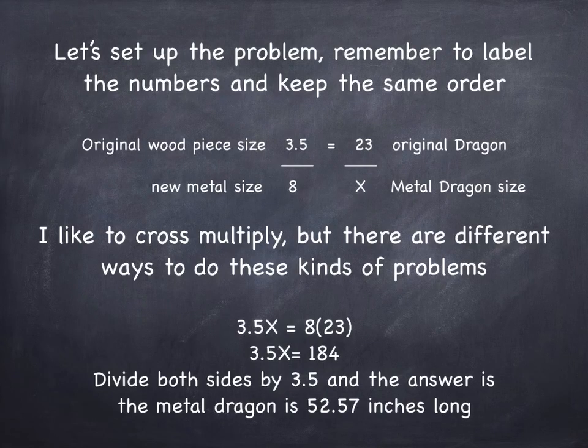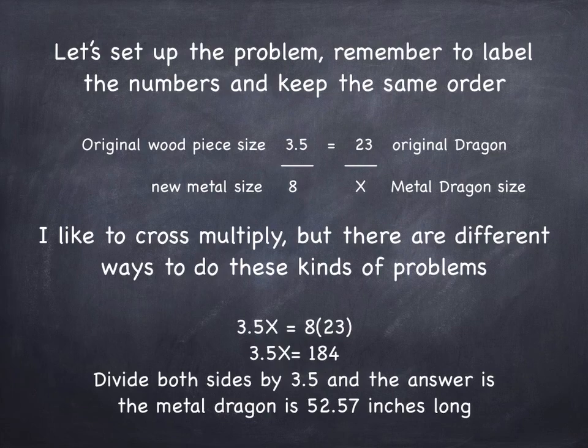So setting up the problem, remember to label the numbers and keep the same order. That's probably the most important thing. The original wooden piece is 3.5 inches. The original dragon was 23 inches. So that's the ratio between the original piece and the dragon, and we're going to create the ratio with the new metal size. So that's 8 inches, and the metal dragon size is X.